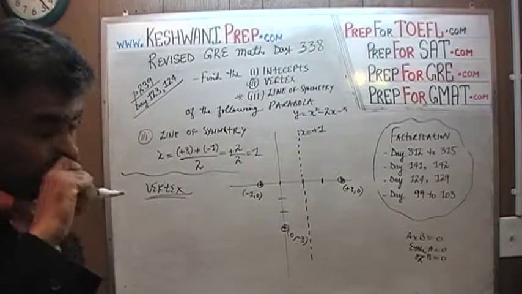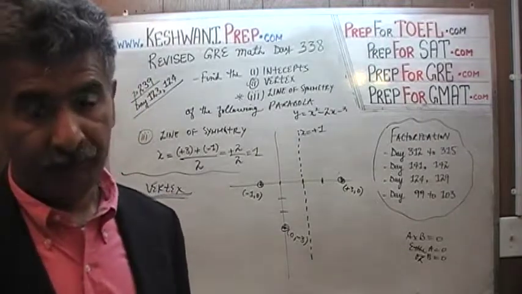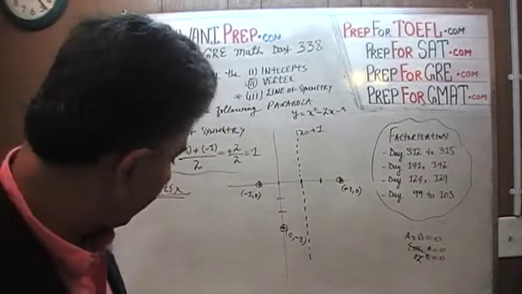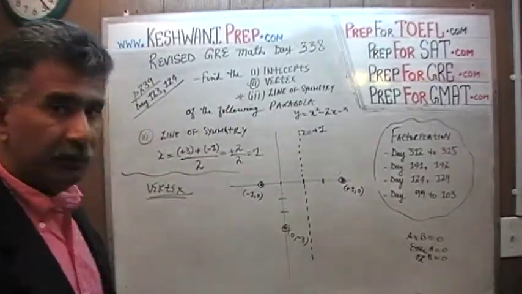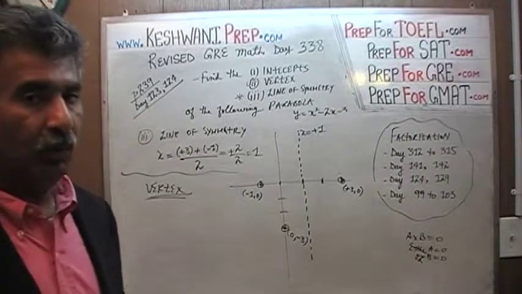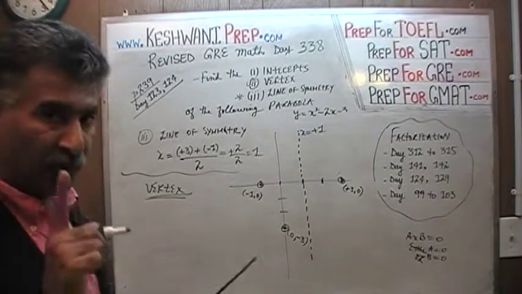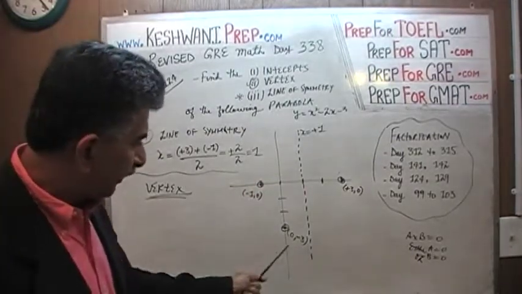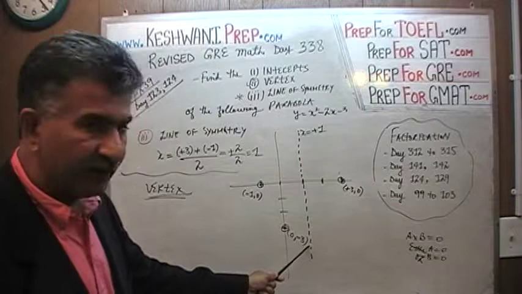Vertex. The vertex is the lowest point on the graph. But listen very carefully, this is the concept you have to understand. We don't know what the coordinates of the vertex are, but we do know the x-coordinate of the vertex, because the lowest point of the parabola that we're looking for is going to fall on this line of symmetry.